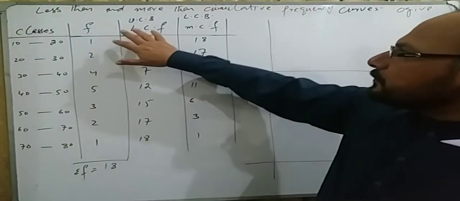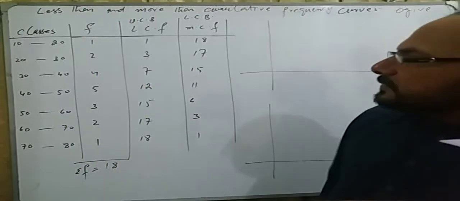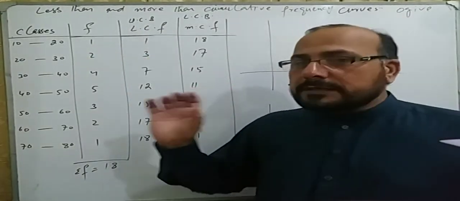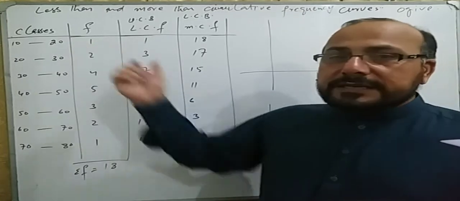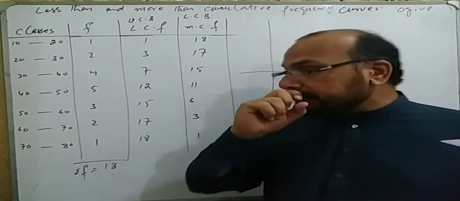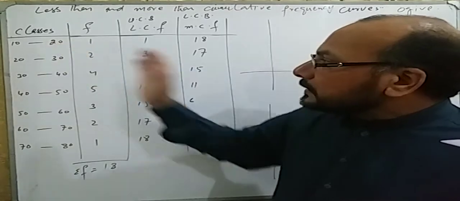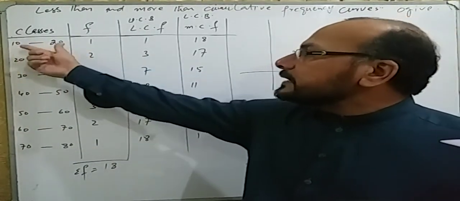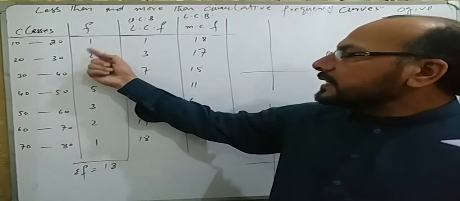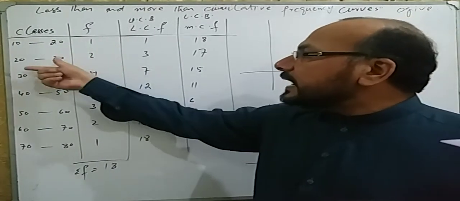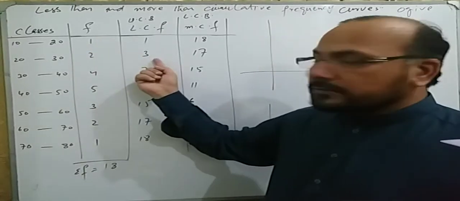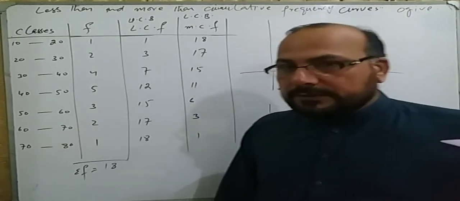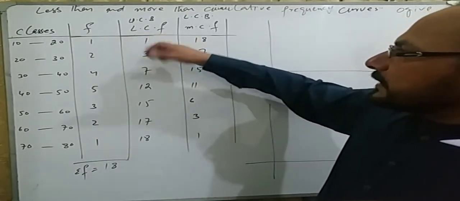After that, we need to find the less than cumulative frequency. Less than cumulative frequency means how many numbers, how many frequencies or how many elements we have less than the upper class boundaries. Less than 20, how many numbers do we have? 1. Less than 30, how many numbers do we have? 2 plus 1, we have 3. Otherwise, you can easily sum up the frequencies to get the less than cumulative frequencies.